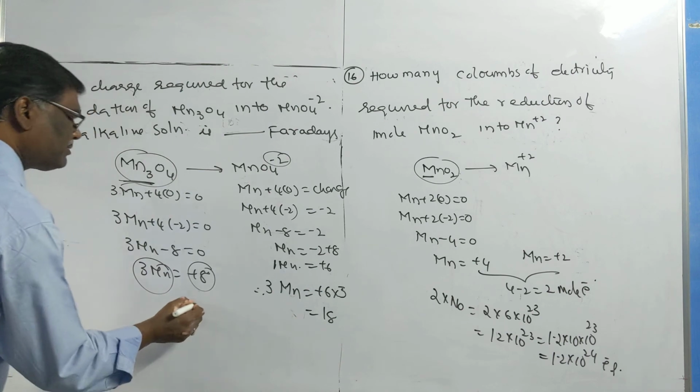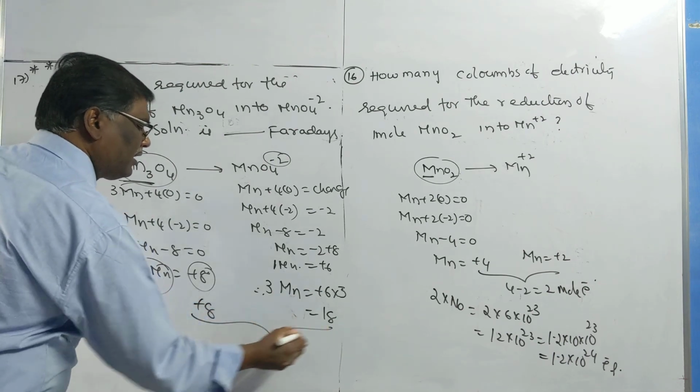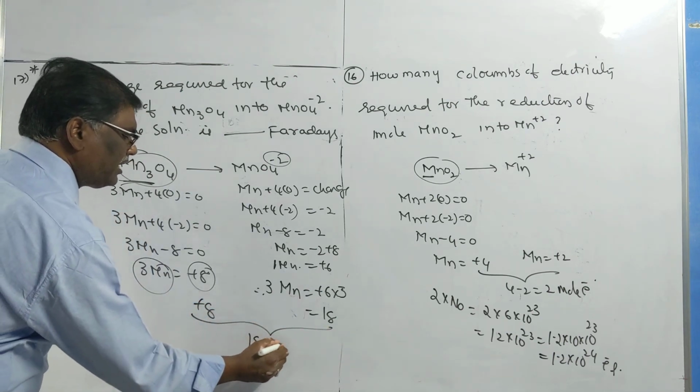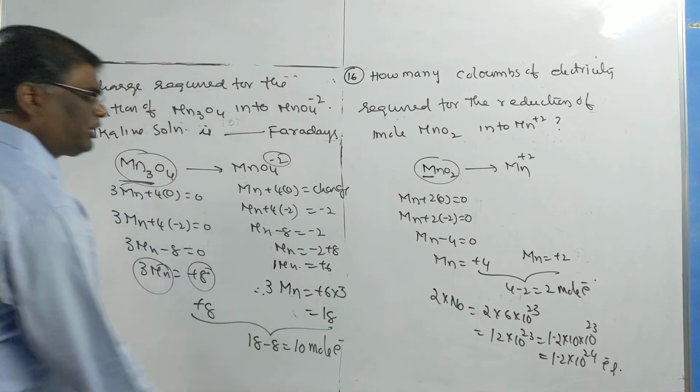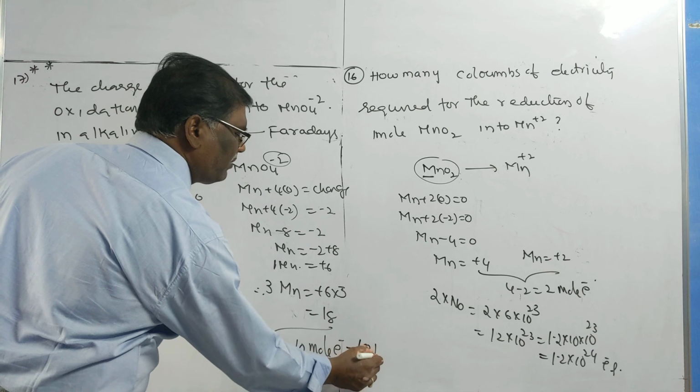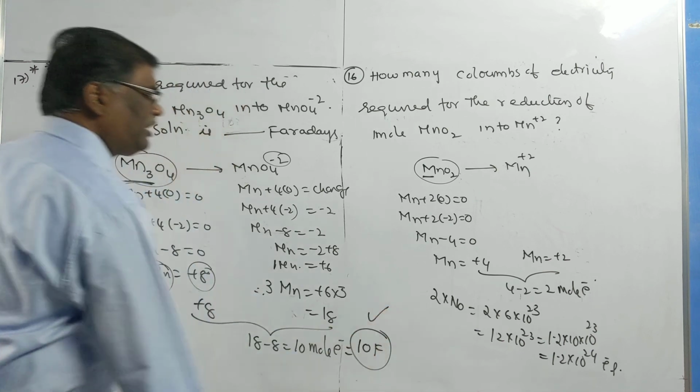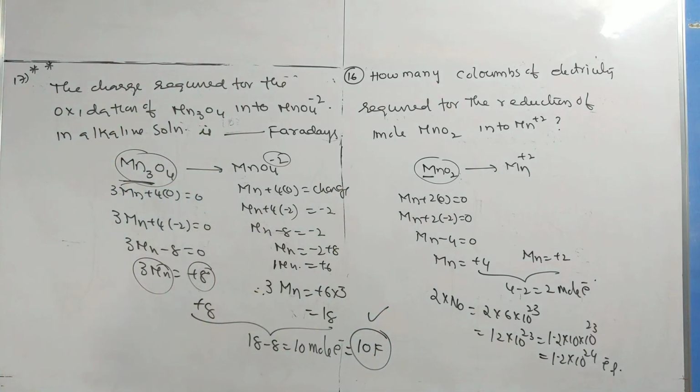So what is the difference between 8 and 18? Nothing but 18 minus 8, means 10. So we need 10 mole electrons. You know 10 mole electrons is nothing but 10 Faradays. So how much current is required? 10 Faradays of current is required. Okay, thank you.